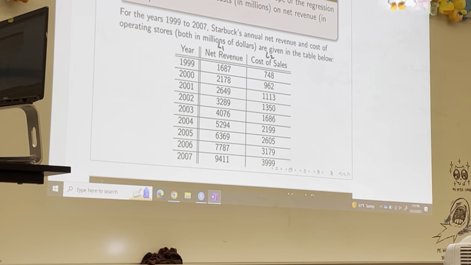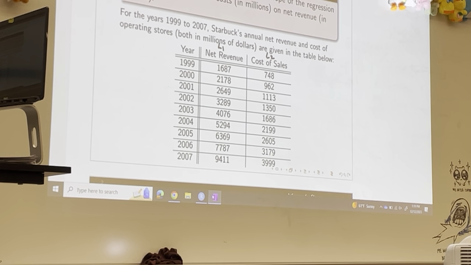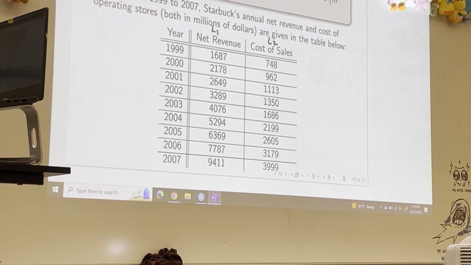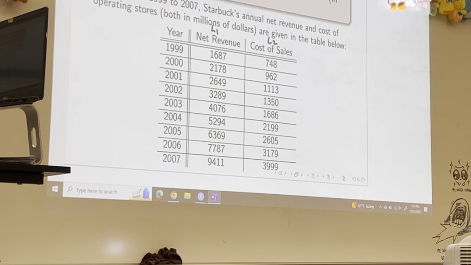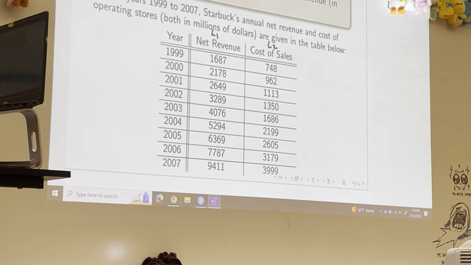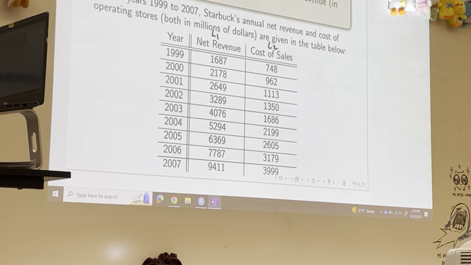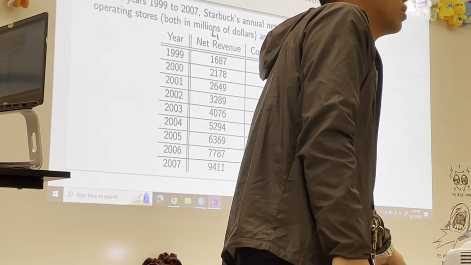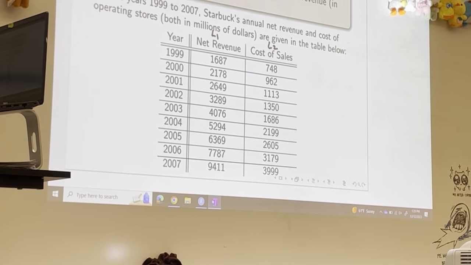So as you are putting that into your calculator, our objective is to construct a 95% confidence interval for the slope of the regression model that takes in the annual operation costs and the net revenue in millions of dollars. We have the data from Starbucks between the years of 1999 to 2007. So the data is there. Go ahead and input that in your calculators right now, because to use the function on the calculator, you do need the data, okay?